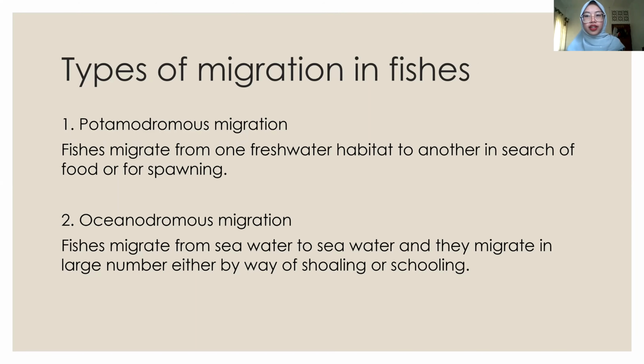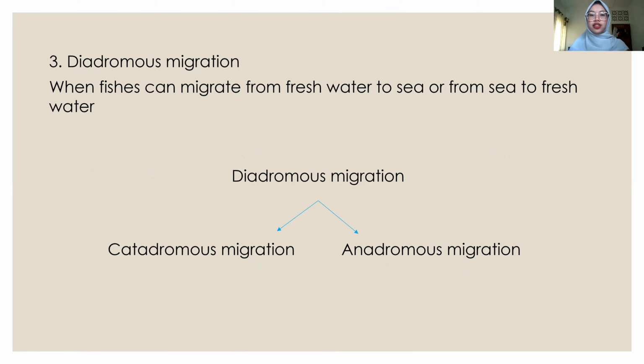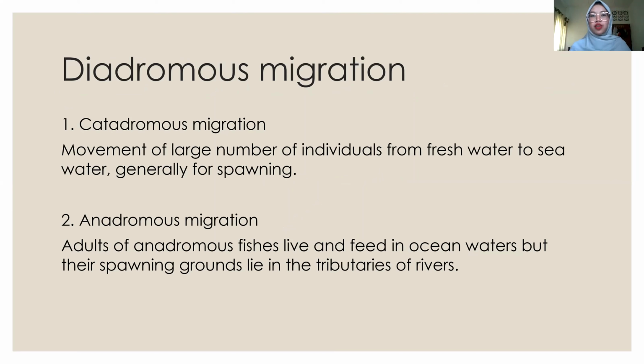So the third one is called diadromous migration. As stated here, diadromous migration is when fishes can migrate from freshwater to sea or from sea to freshwater. As you can see, it is divided into two, like what I just said. So let's go with the two types of diadromous migration. The first one is catadromous migration. Catadromous migration involves the movement of large number of individuals from freshwater to seawater.